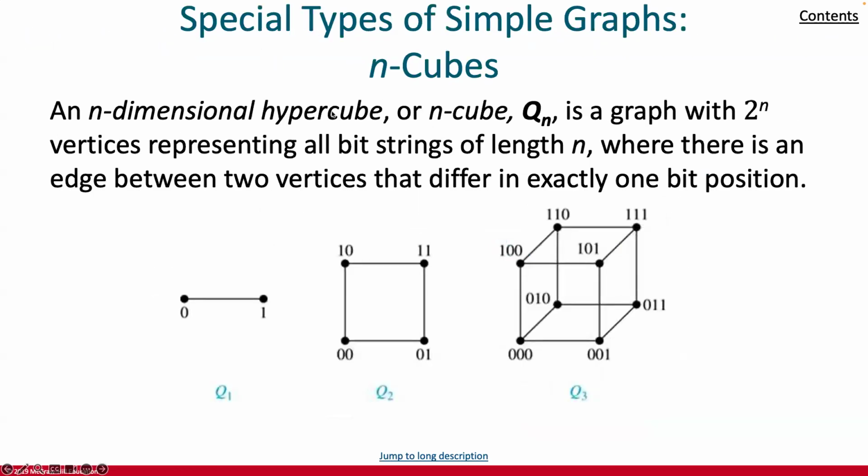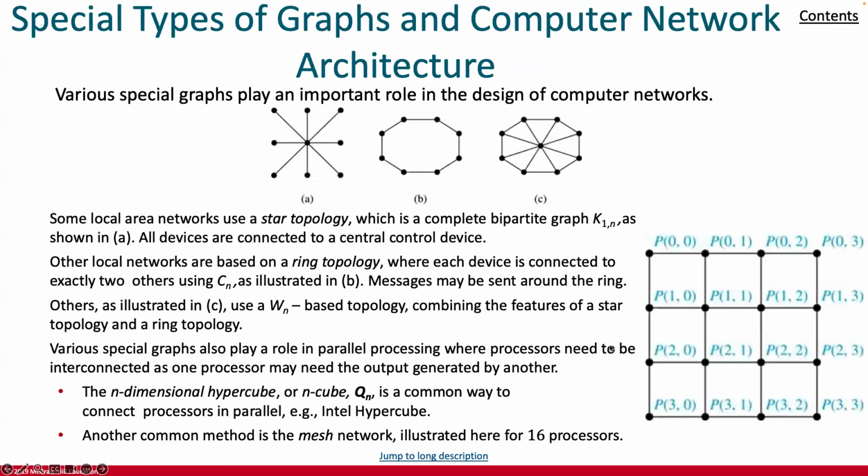Another example is an n-cube. An n-dimensional hypercube, or n-cube, can use this notation: Qn is a graph with 2 to the n vertices representing all bit strings of length n, where there is an edge between two vertices that differ in exactly one position. So you can see some examples here as we move to make it more complicated, and three-dimensional is about the best we can do to be showing that on the way that we're listing it there on that last chart.